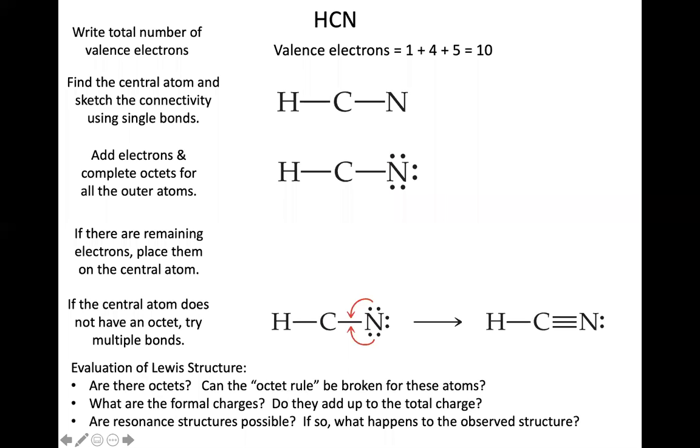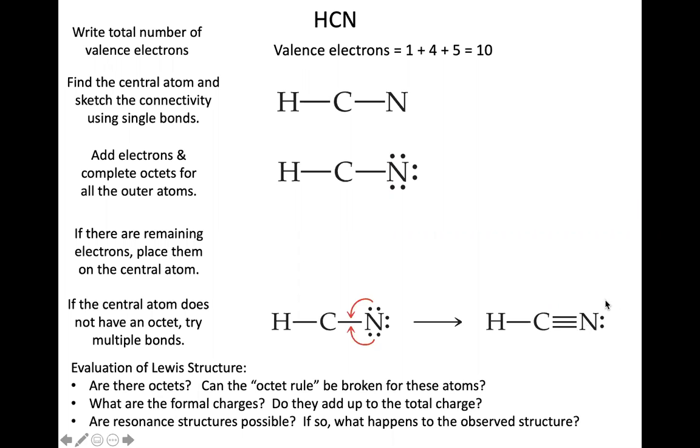Does this work now for the octet rule? Hydrogen can only form a single bond, so that's all set. Let's look at the carbon. 2, 4, 6, 8 works for carbon. How about the nitrogen? 2, 4, 6, 8 works for the nitrogen.